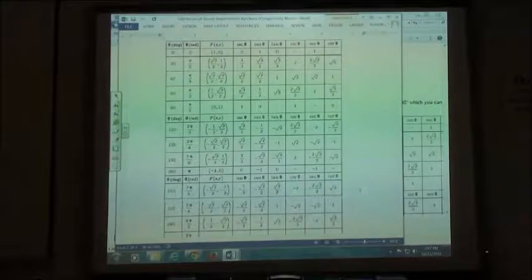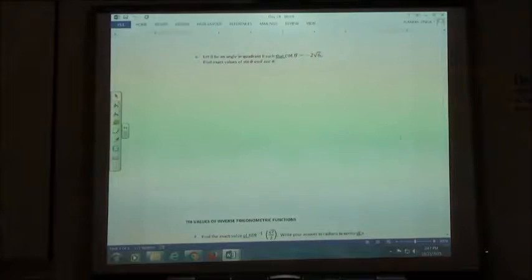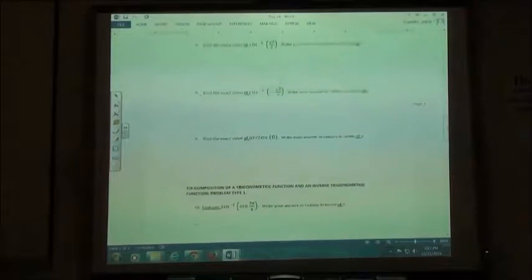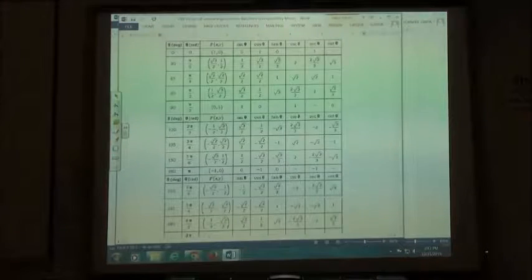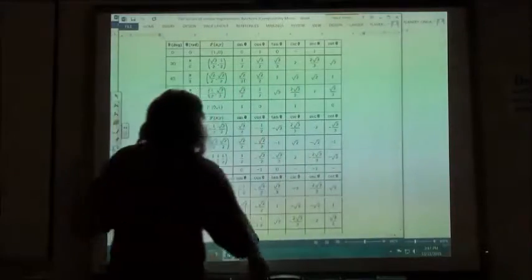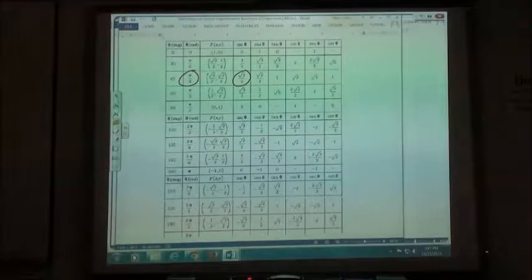Now, we were doing, that moved, the inverse sine of square root of 2 over 2. Since this is positive, we're going to be in quadrant 1. So we're going to go over here to our table. These are our angles in quadrant 1. Since I'm doing the sine, I'm going to look for square root of 2 over 2. Square root of 2 over 2 is right here, which corresponds to radian measures of pi over 4.